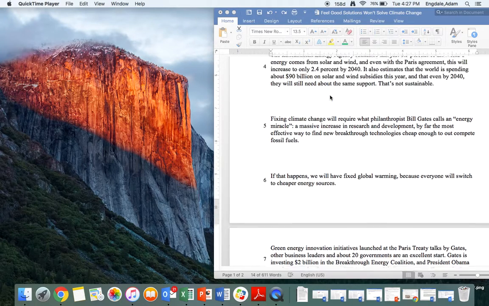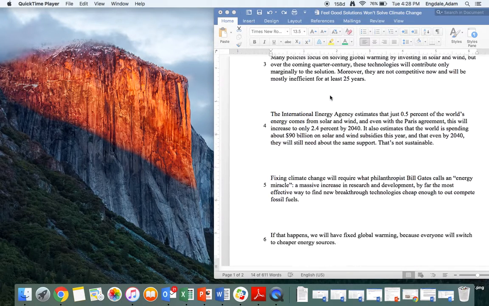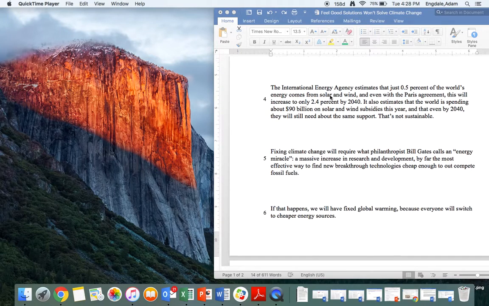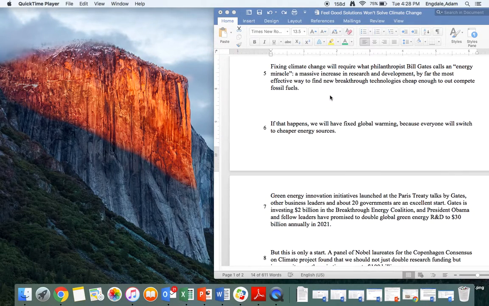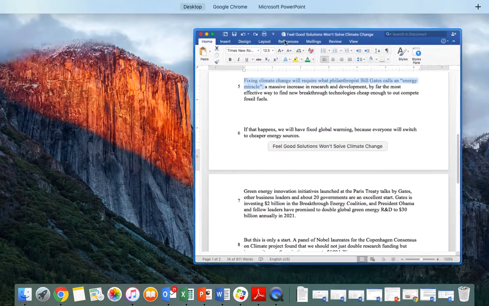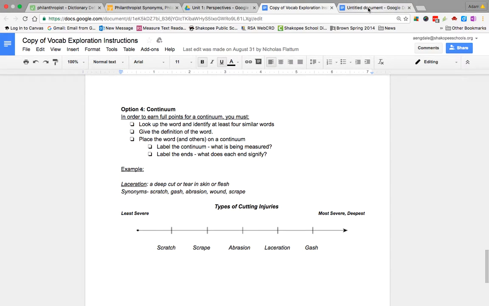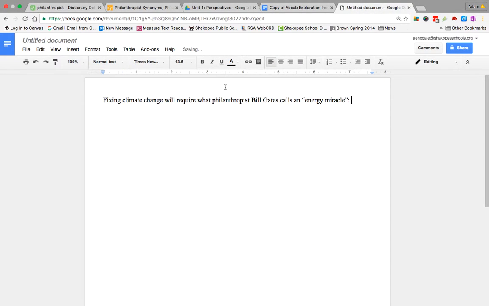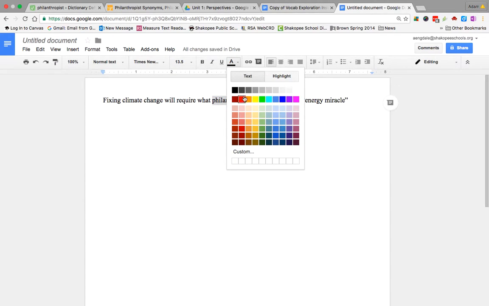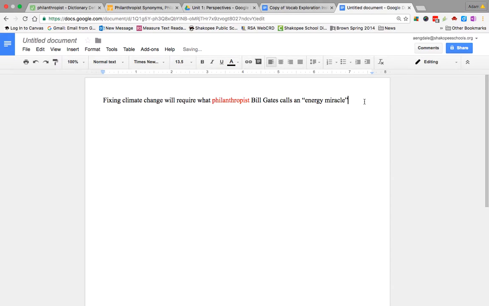So the first thing I need to do is find a word that I don't really know or I don't feel comfortable with, I don't feel like I could use on my own. And I think I'm going to use this word philanthropist. I'm going to take this and move it into a document. You don't need to include the original sentence, but I'm going to because I want to remind you guys of the word that I'm choosing. I want to keep that in the back of your head at all times.